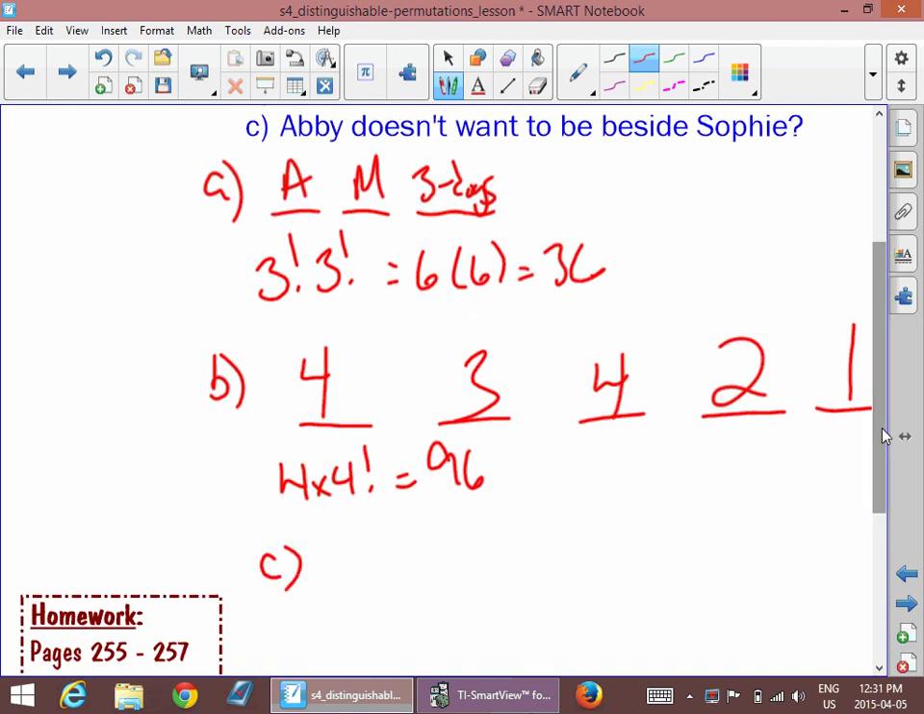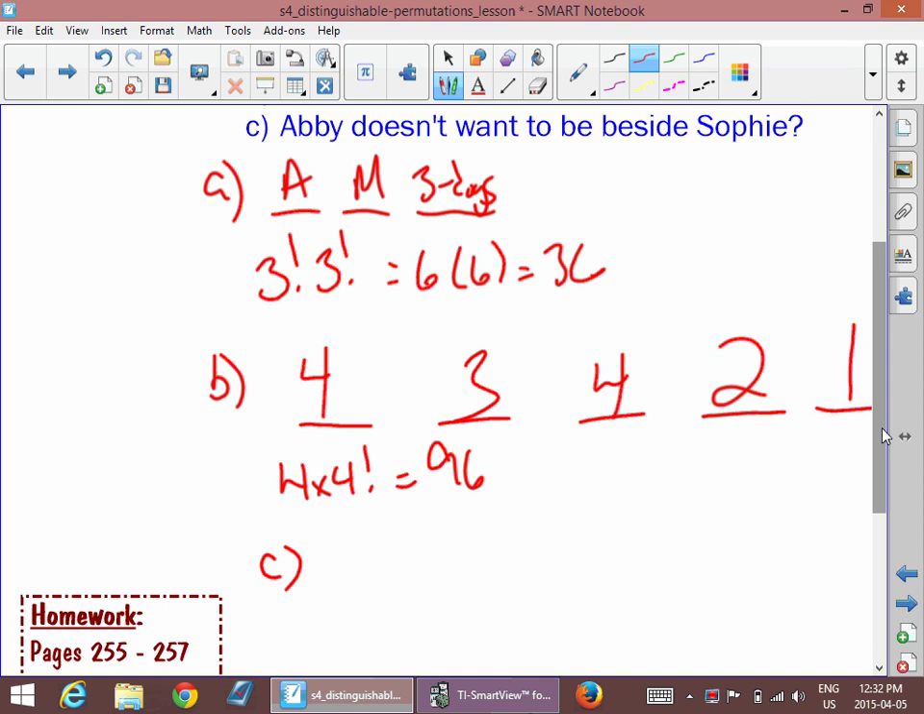Part C. Abby doesn't want to be beside Sophie. How can we do this question? Well, here's what we have to consider. Instead of them being together, they can't be together. The easiest way of doing this is looking at the total number of outcomes with no restrictions and subtracting the number of outcomes where they are beside one another. Because if we know all the number of times that they are beside one another, then all the rest are going to be when they're not.